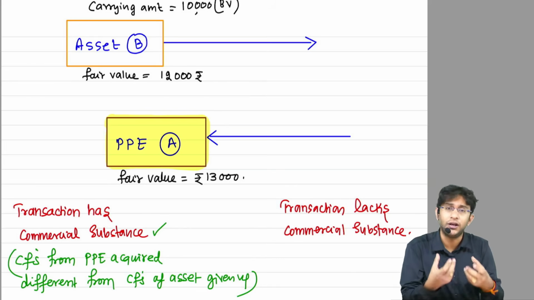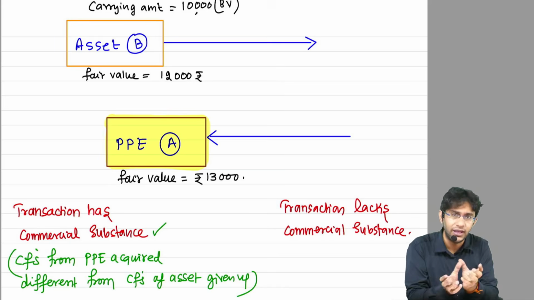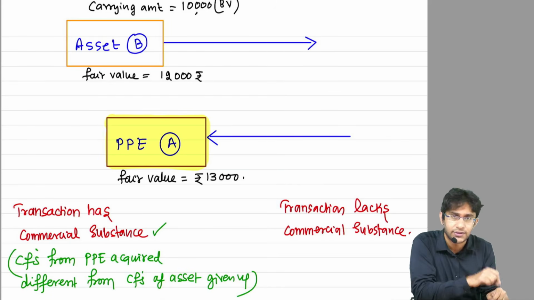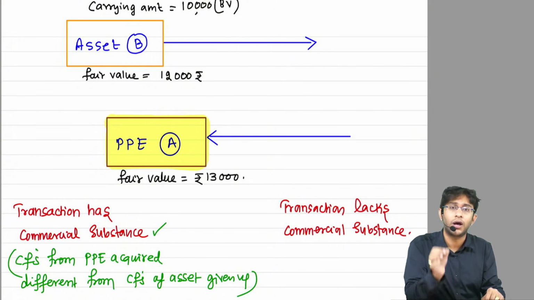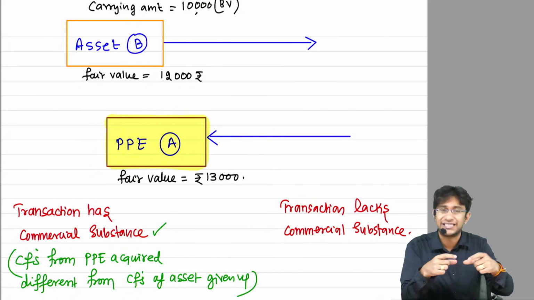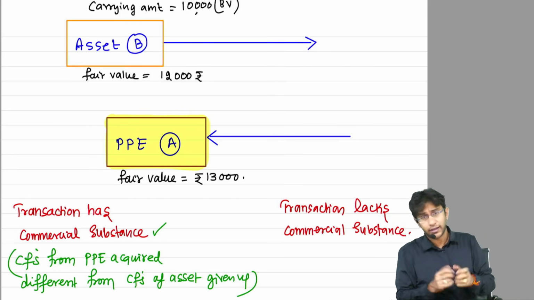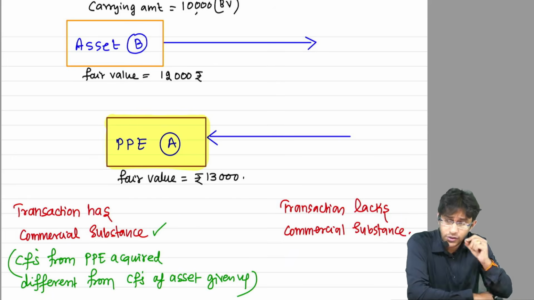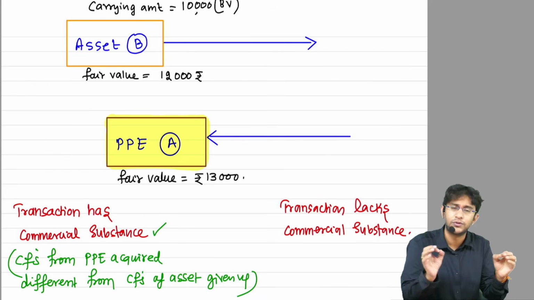Similarly, the quality of the product also matters. So you have to take everything into consideration and see whether commercial substance exists or not. That is the reason the standard did not use the words whether the assets are similar or dissimilar. That's not the criteria. The criteria you have to check is the nature, timing and risk of the cash flows. So instead of saying all that, I simply said cash flows.